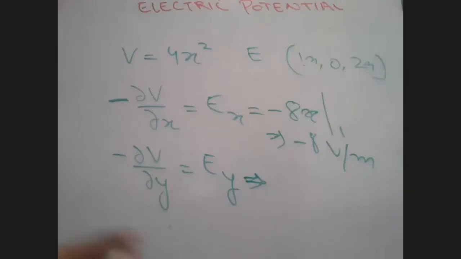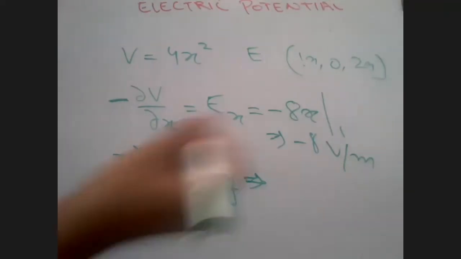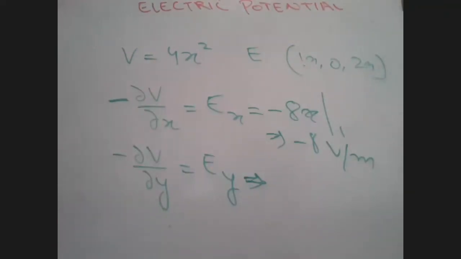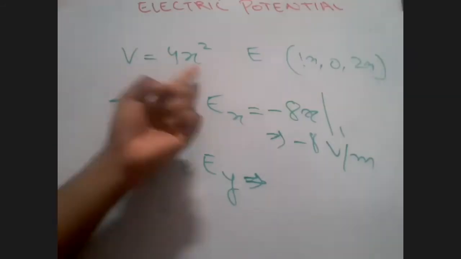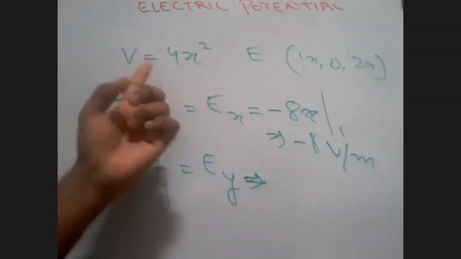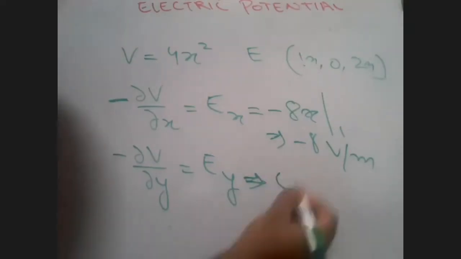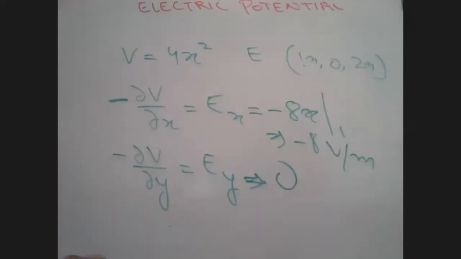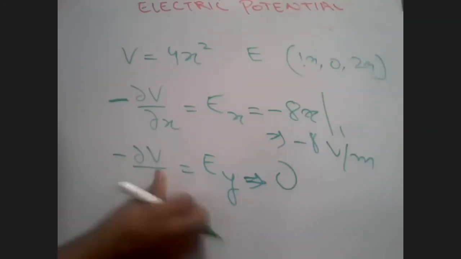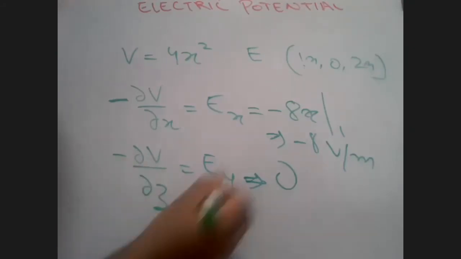What's it going to be for dv by dy? Tell me fast. 0. Okay. So del v by del y, we have 4x square, and anything you differentiate x with respect to any other variable, it's going to be 0. And similarly, what is it going to be for z? Minus dv by dz will be what? 0. dz also will be 0.